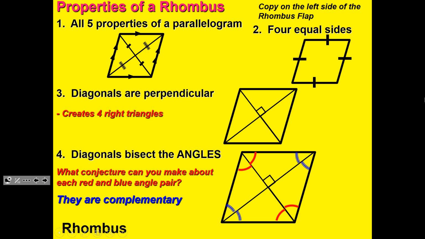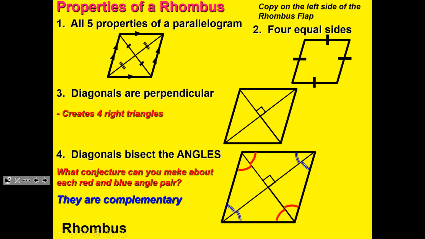All right, so the only additional properties that we add here are that diagonals are perpendicular. Oh, sorry, we also have this one up here, 3 additional. And the 4 equal sides. Okay, so 4 congruent sides, diagonals are perpendicular, and then the third new property is that the diagonals bisect the angles. Okay? So all the properties of the parallelogram plus 3 more. Congruent sides, diagonals perpendicular, diagonals bisect the angles, which tells us the angles are complementary. So make sure you do copy down that bullet point there.